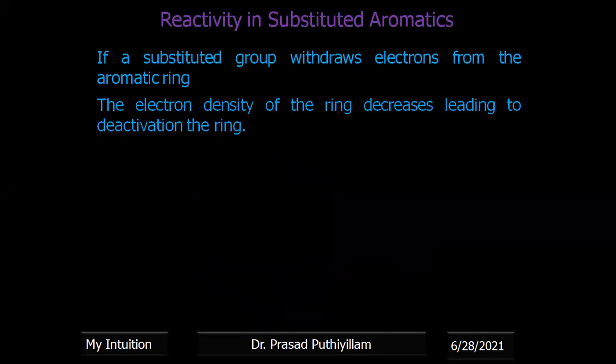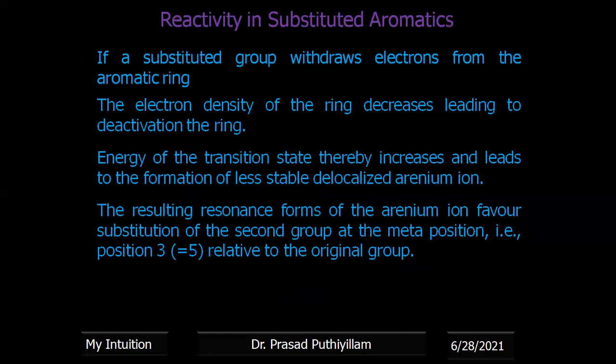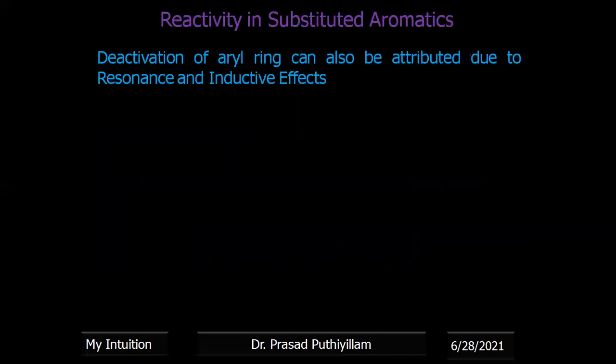That means the electron density of the ring decreases, leading to the deactivation of the ring. The energy of the transition state thereby increases and leads to the formation of a less stable delocalized arenium ion. The resulting resonant form of the arenium ion favors substitution of the second group. That means another atom or group of atoms, which we call the electrophile, the coming atom or group of atoms, is directed towards the meta position, that is position 3, which is equivalent to position 5 relative to the original group.